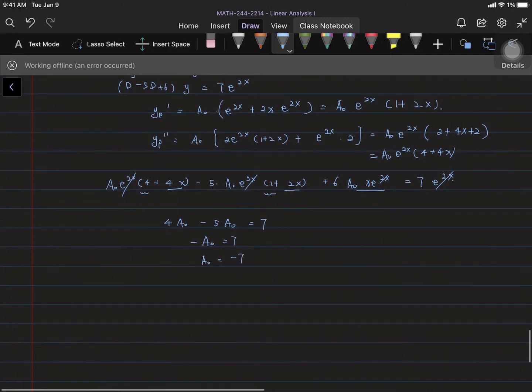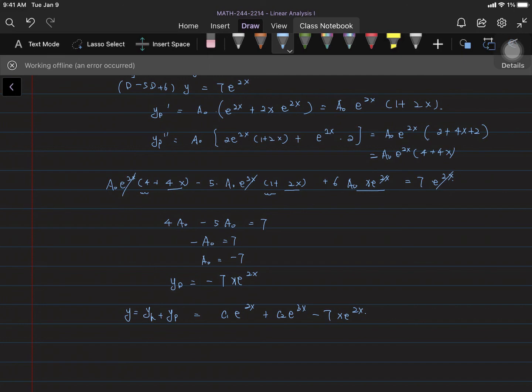What is the particular solution then? Negative 7 x e to the 2x. The general solution is going to be yh plus yp, which is c1 e to the 2x, c2 e to the 3x plus, so here should be minus 7 x e to the 2x. For this section, we can stop here.